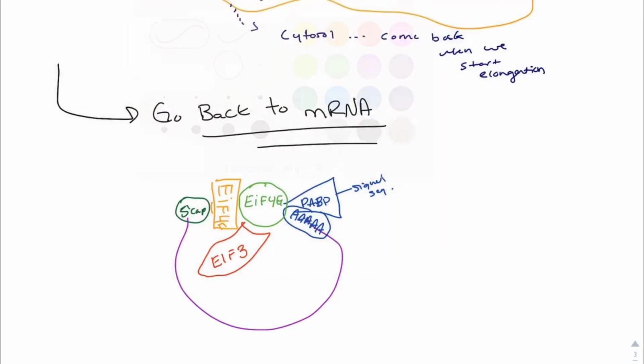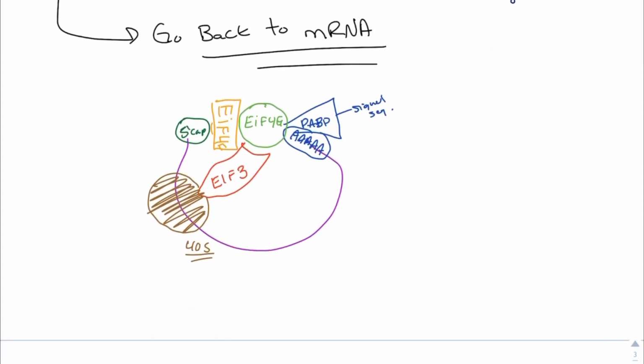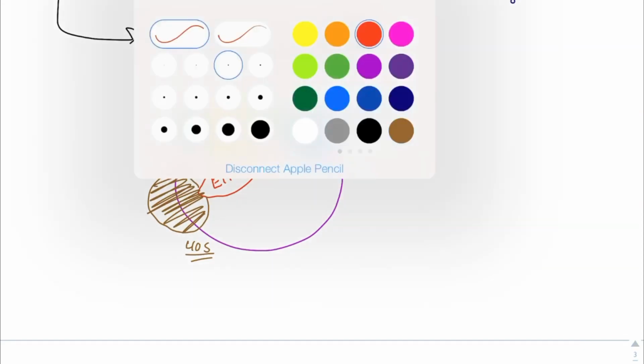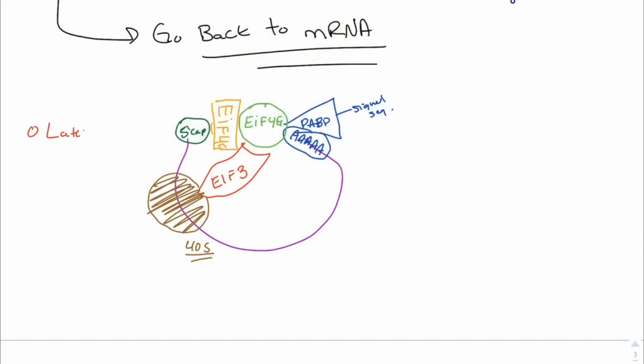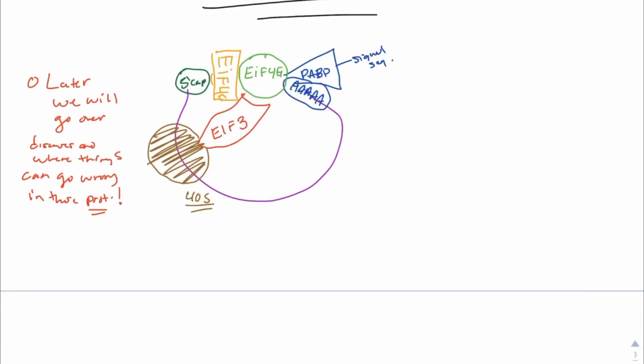eIF3 is important because it connects to eIF4F and eIF4G and binds the small subunit of the ribosome, the 40S subunit. Now this is a small diagram that should help you understand these proteins in play. But later we'll go back over the types of diseases, where they occur on these proteins, and what happens to these proteins when these diseases are prevalent. So we'll get back to this.